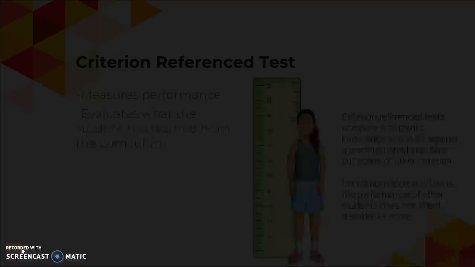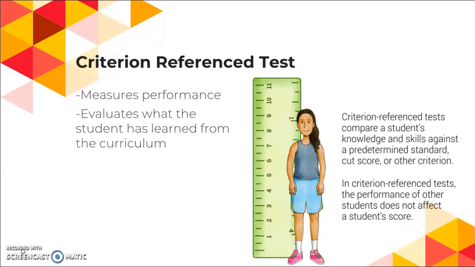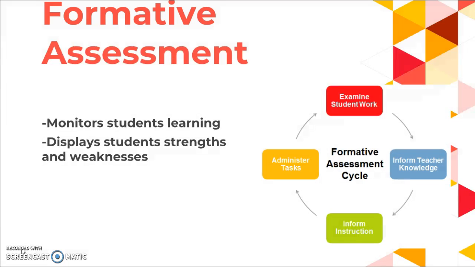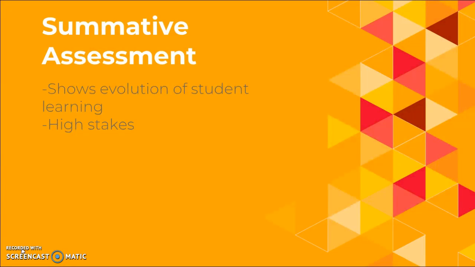So a Criterion Reference Test measures performance and evaluates what the student has learned from this curriculum. A formative assessment monitors students' learning and displays student strengths and weaknesses. A summative assessment shows evolution of a student's learning, and it's high stakes. A familiar example that I think we can all look at would be either the ACT or the SAT. We've all taken it at some point or the other.